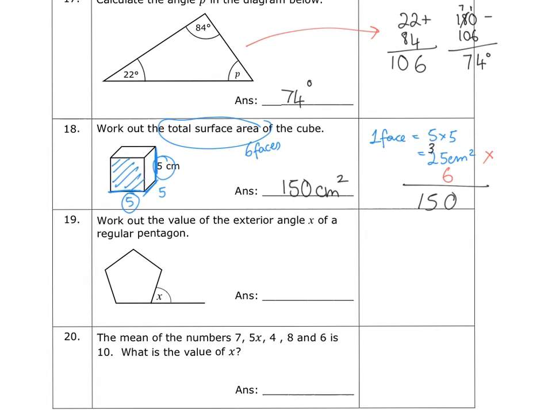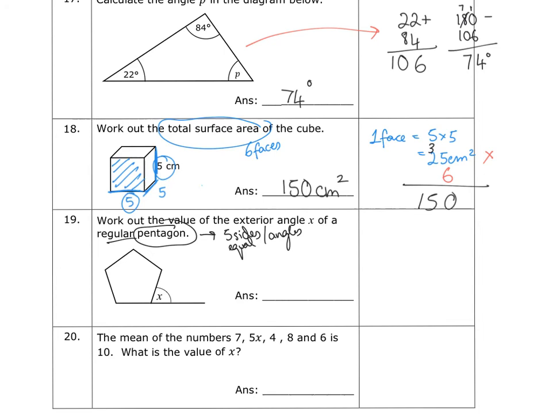Question 19. Work out the value of the exterior angle x of a regular pentagon. A pentagon has 5 sides. It is regular, meaning 5 equal sides, 5 equal angles. And all angles in a pentagon add up to what? So let's remember how to find this out.